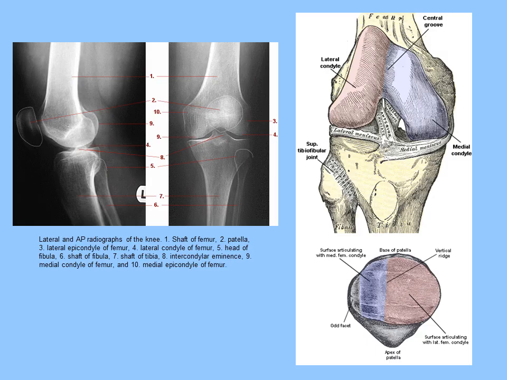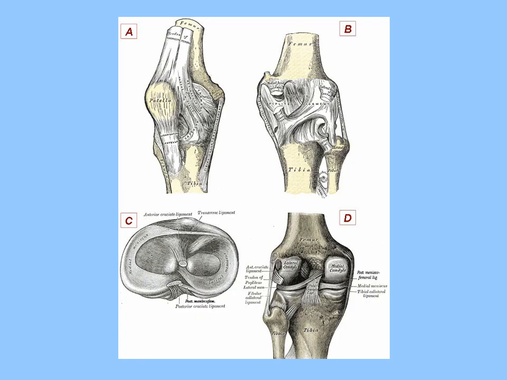The knee is a synovial joint. It has a joint capsule, and stabilizing the knee are both extra-articular structures, so structures outside of the joint, and intra-articular structures, or structures between or within the joint. First, we will discuss the extra-articular structures associated with the knee, so structures outside of the joint complex.